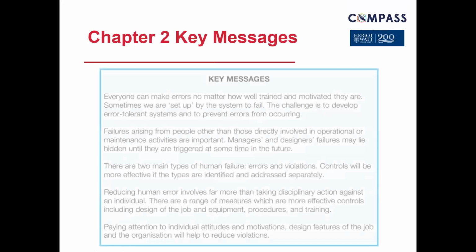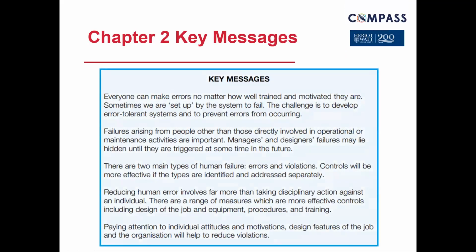So chapter 2 focuses a lot on the errors and the violations, which, as I mentioned before, I'm not going into too much detail because we've covered that in session 2. But at the end of every chapter, it gives these key messages, talks about what can go wrong, what did go wrong, what we need to focus on. And as you can see there are 2 main types of failure, errors and violations.